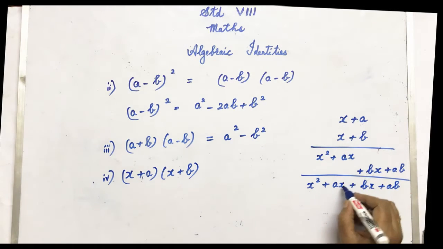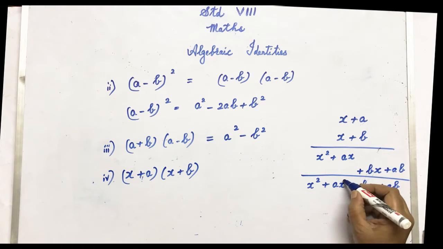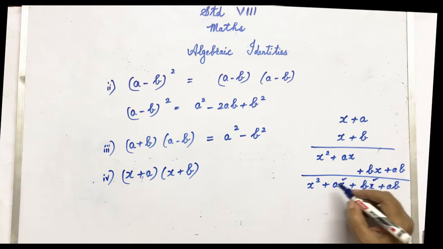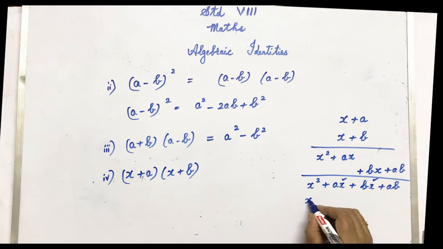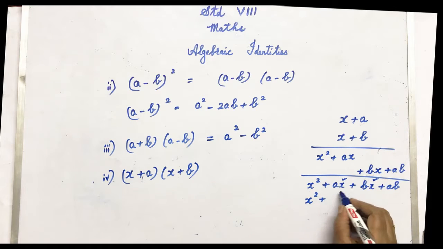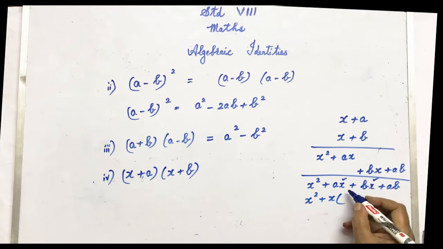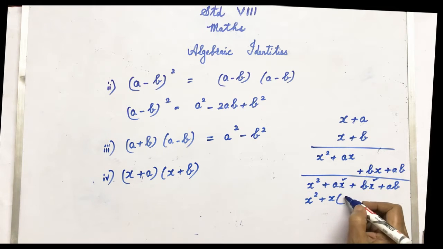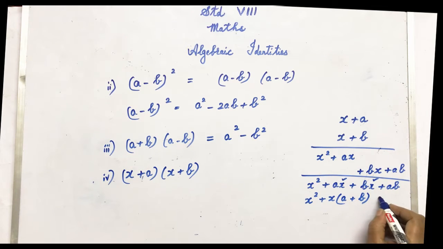But here this term contains x and this term also contains x. So this should be taken as the common factor. So x squared plus x into, now if x is outside the bracket, we will be getting only a inside the bracket. So a plus, same way here, b. Now we should close the bracket, plus ab.